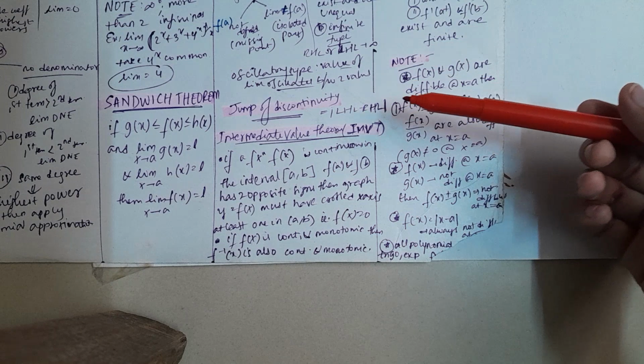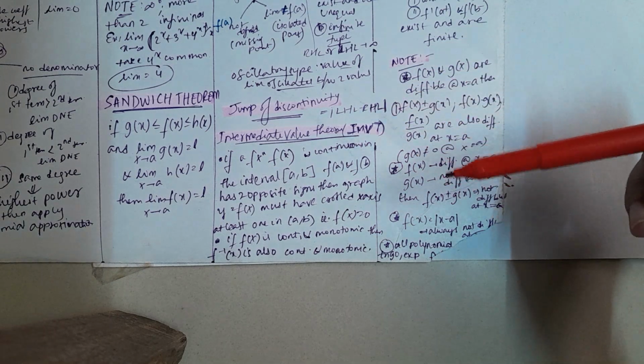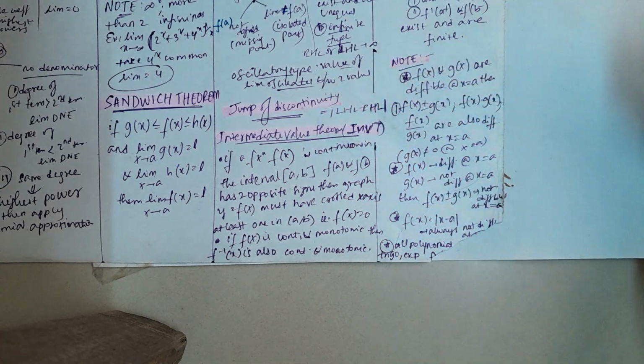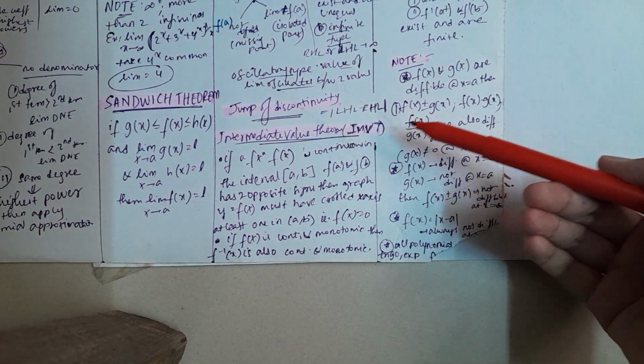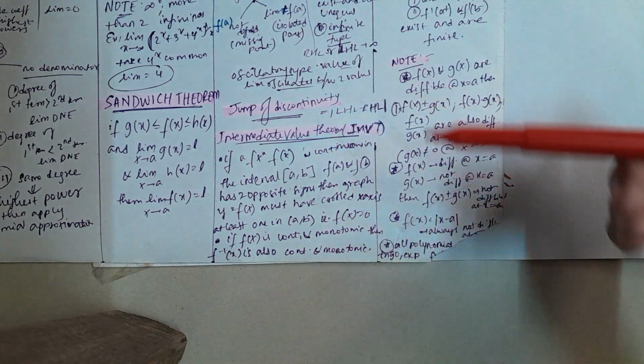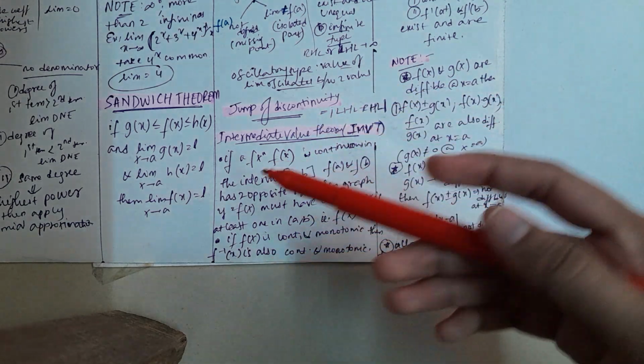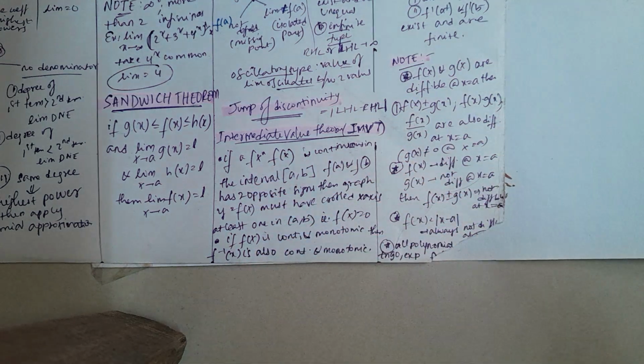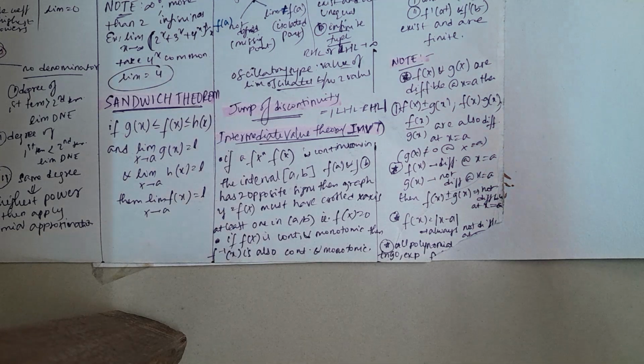Now we will look at jump of discontinuity and intermediate value theorem. Jump of discontinuity is very simple. You have your left hand limit and right hand limit, and if they aren't the same, the difference is the jump of discontinuity. Now the intermediate value theorem says that if a function f of x is continuous in the interval a to b, and f of a and f of b have opposite signs, then the function must have crossed the x-axis at least once. So basically the function will have at least one root in the interval a to b. That's your intermediate value theorem.